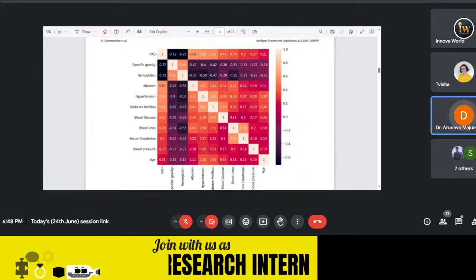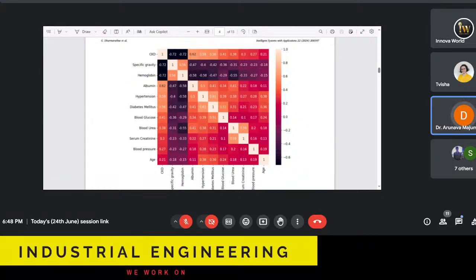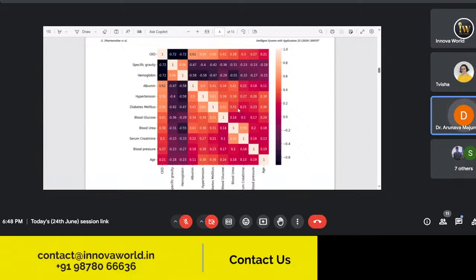Correlation coefficient always runs between -1 and +1, not more than that. So 1 is maximum, -1 is minimum. So all values must lie between -1 and +1.